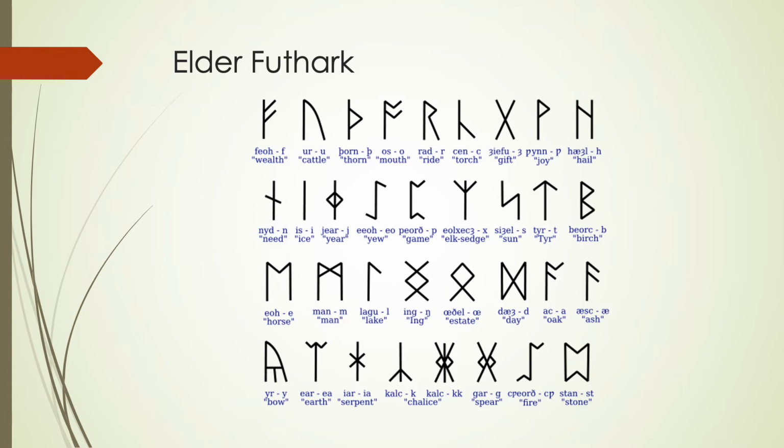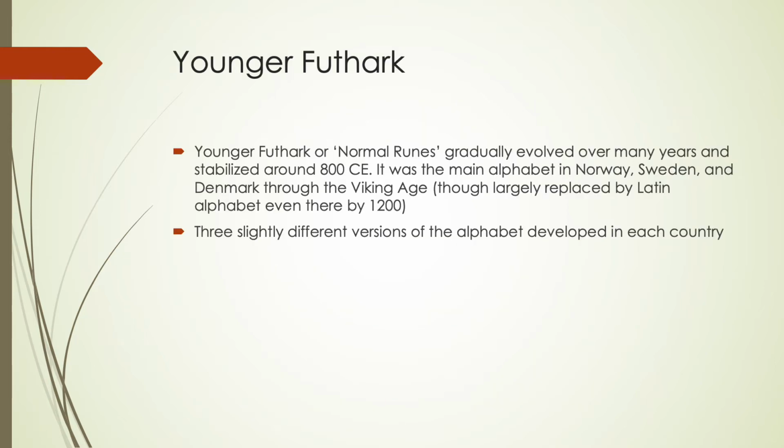However, over time, some of the changes to this alphabet did take place, and so we see younger Futhark, or sometimes called normal runes, having evolved over many years, stabilizing around 800. This was the main alphabet used in Scandinavia, so throughout areas of Norway, Sweden, Denmark, throughout the Viking Age. This was also largely replaced by the Latin alphabet even there by around 1200. So by the earlier periods of Middle English, even the Scandinavian areas had sort of lost use of the runic alphabet and sort of adopted the Latin alphabet. And there were some slightly different versions developed in each of these regions.